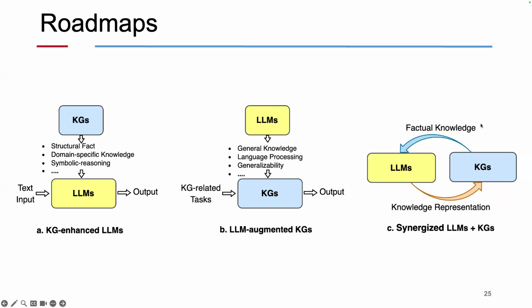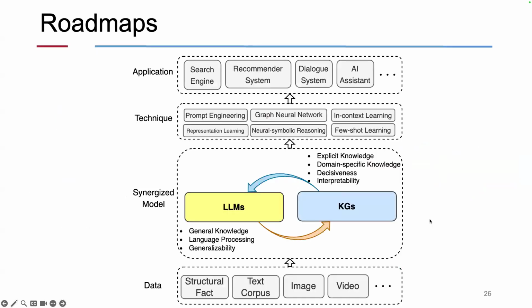Eventually, I think we may need to further integrate LLMs and KGs. In the first two approaches, they focus only on a single part, but we may need to focus on both parts. For instance, LLMs may help us enhance the KG, and KGs may also help us enhance the LLMs. So we would like to have synergized LLMs and KGs. If we have this kind of synergized model, we can apply it to many applications.